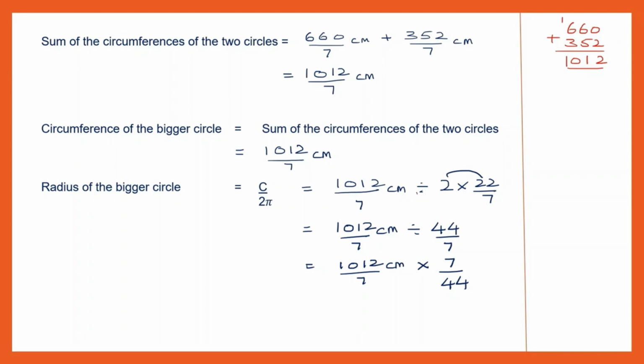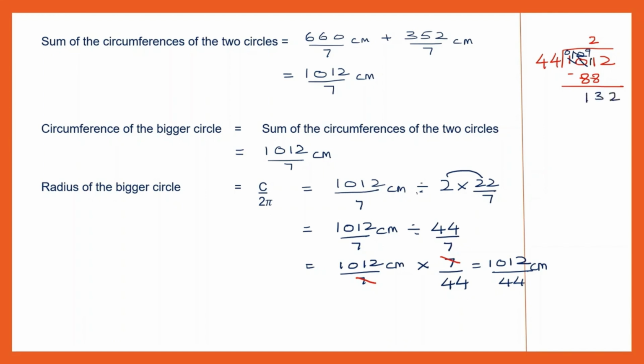Now let's see what we can cancel. We can cancel 7 and 7, and now what we have left is 1012 centimeters divided by 44. So this is what we have. So let's do this division. 1012 divided by 44. Now let's do 44 into 2. Okay, so 44 2s are 88. 88 minus, now 1 minus 8 we can't do, so we have to borrow from here. So 10 and that has become 9 and 11. 11 minus 8 is 3, 9 minus 8 is 1, and we have 2.